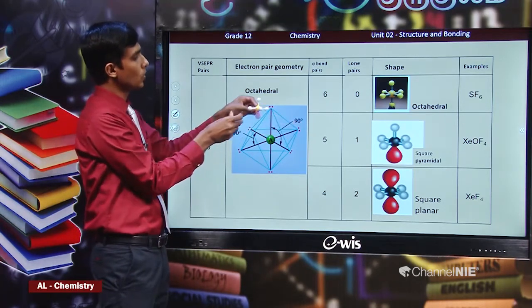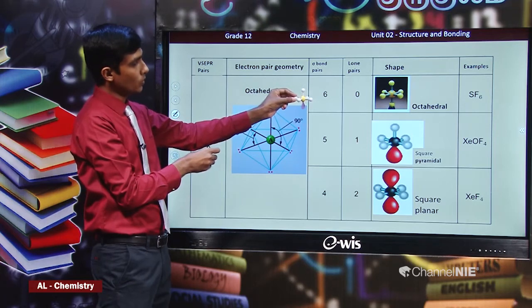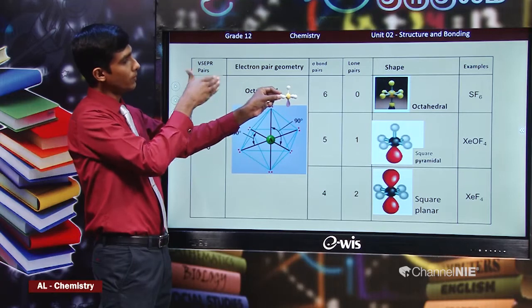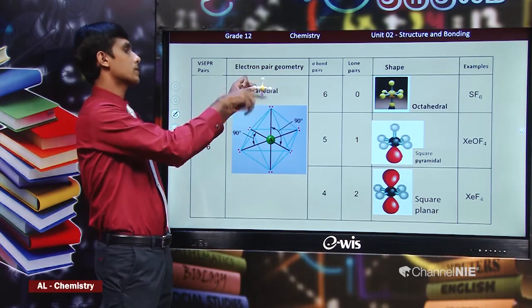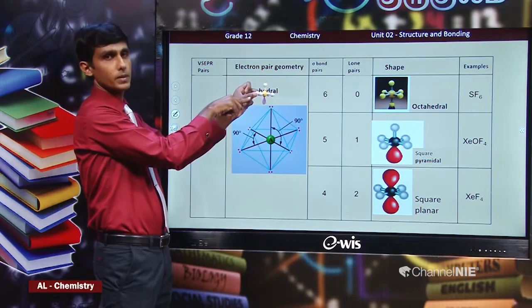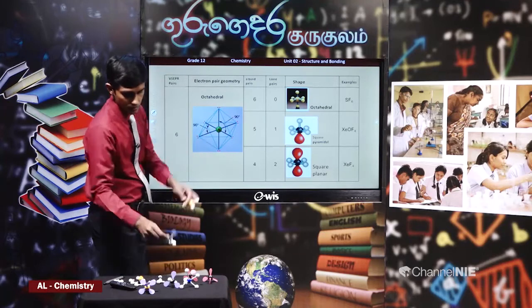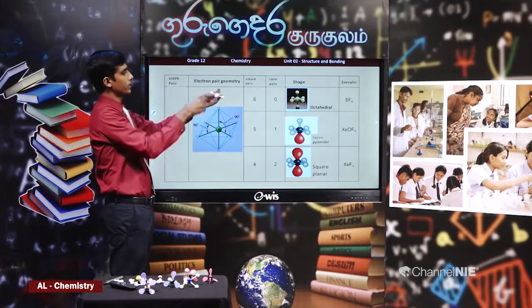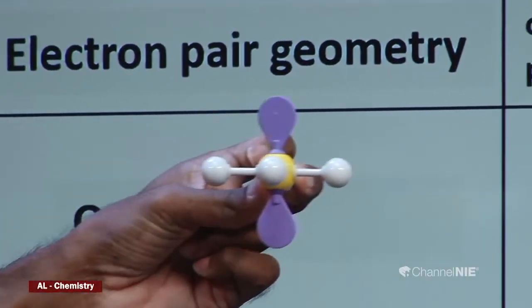When there are two lone pairs, those two lone pairs will be arranged so that their lone pair repulsion is lowest, so on opposite sides. Then you will get an arrangement like this. Two lone pairs will be arranged like this. That means that shape is square planar.